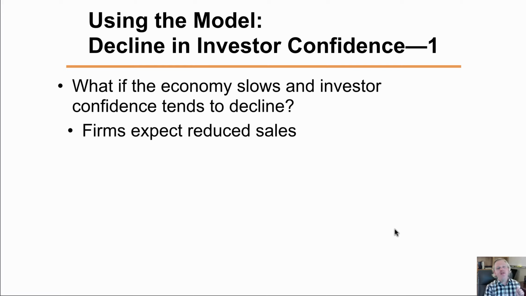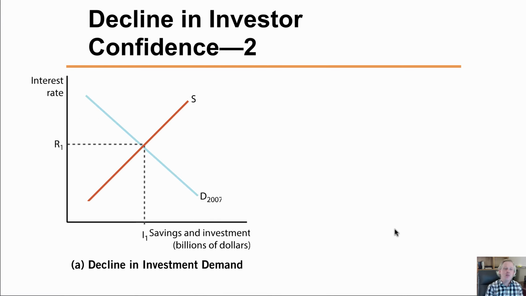Well, if the economy is slowing and investor confidence declines because of that, firms are going to expect that their sales are going to be reduced. So this means that their investment in capital would be getting less productive. So here's the supply and demand model. What will happen? It's affecting the firms, and the firms here are the demand side. The firms are the demanders for these loanable funds. And here we have the demand curve in 2007. So this is the Great Recession story in the loanable funds market.